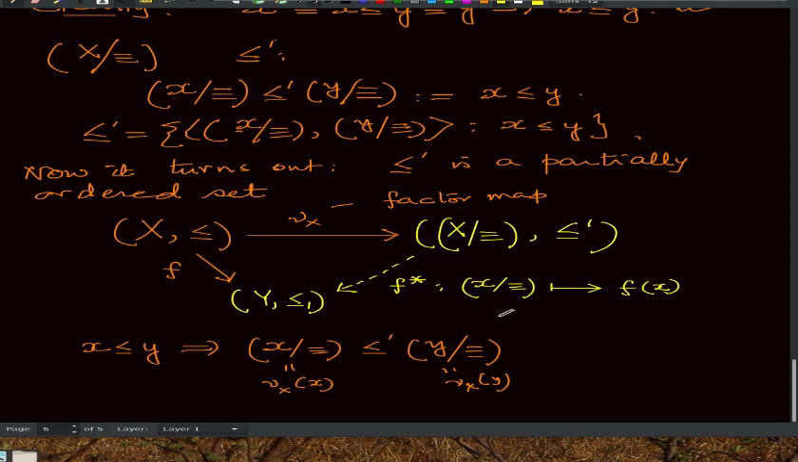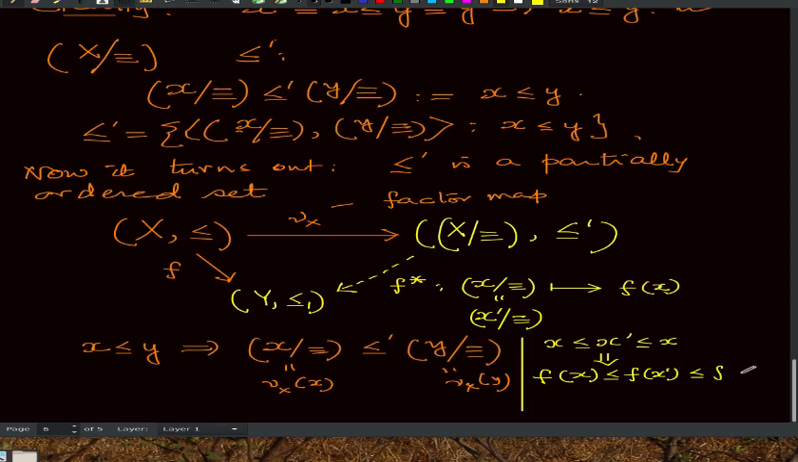And the way we have defined it says that this is well defined. So if you replaced this by x prime, if this was the same, this meant that x is less than or equal to x prime, which is less than or equal to x. Now, since f is order preserving, this says f(x) is less than or equal to f(x prime), which is less than or equal to f(x). But this is a partially ordered set now. So this says that f(x) is equal to f(x prime).